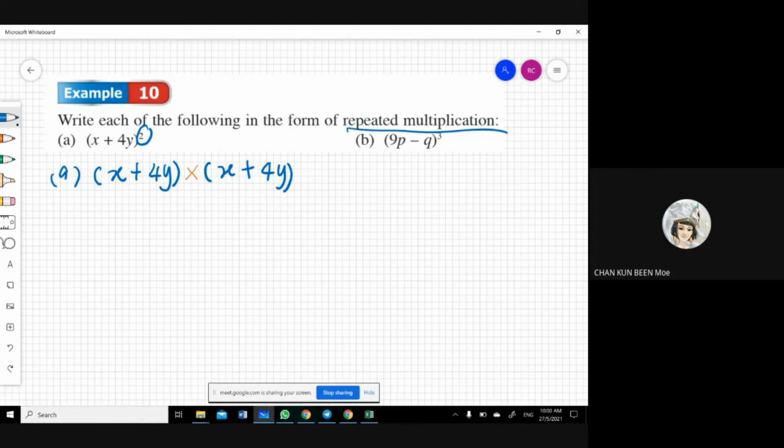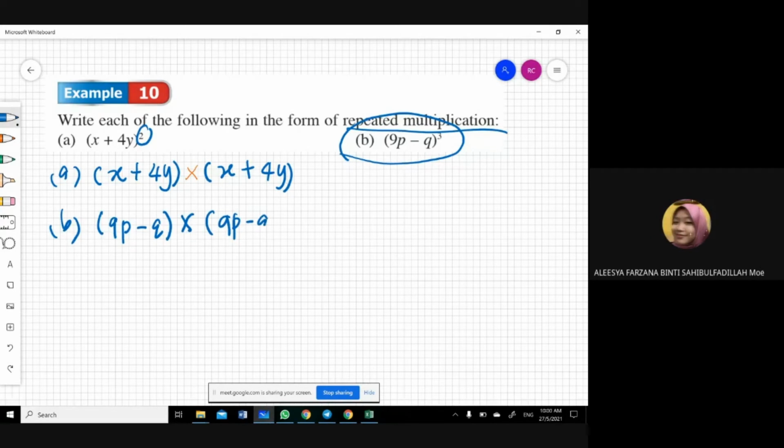Okay, simple. Now we look at B. B is 9p minus q in bracket, cube. The cube is important. So how many times do I write it down? 3 times? Very good. So the same thing, I keep repeating: 9p minus q times 9p minus q, times 9p minus q. Done. That's the answer. Are you okay?